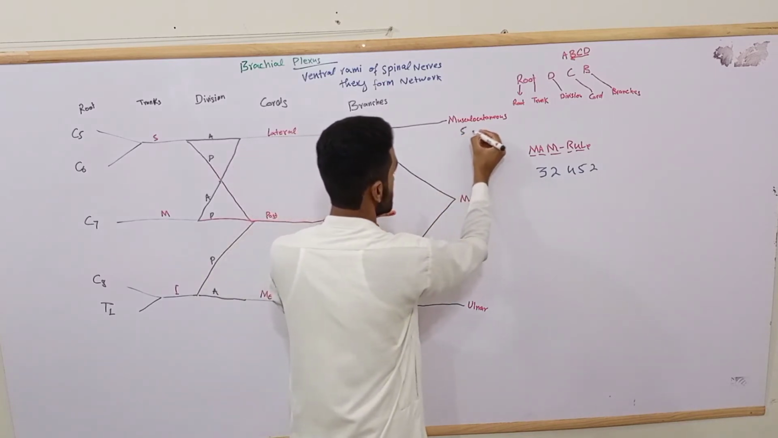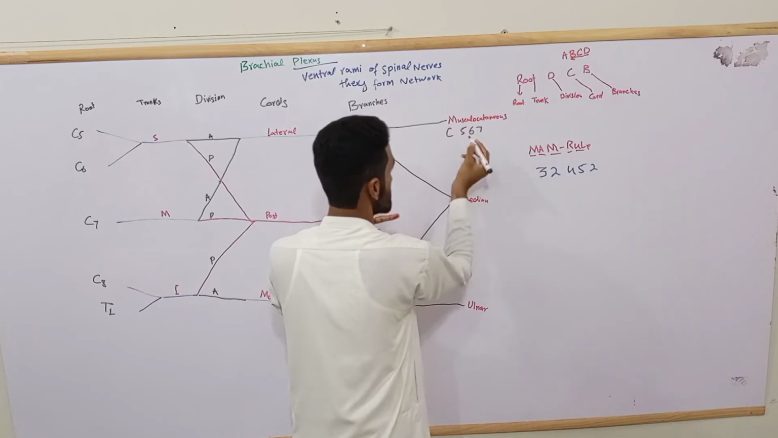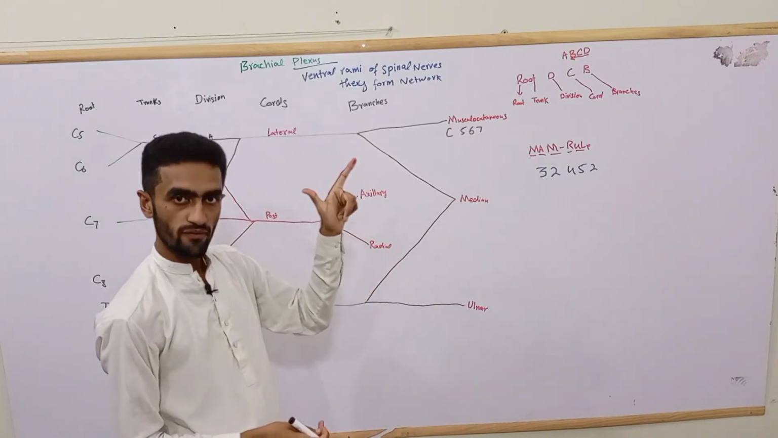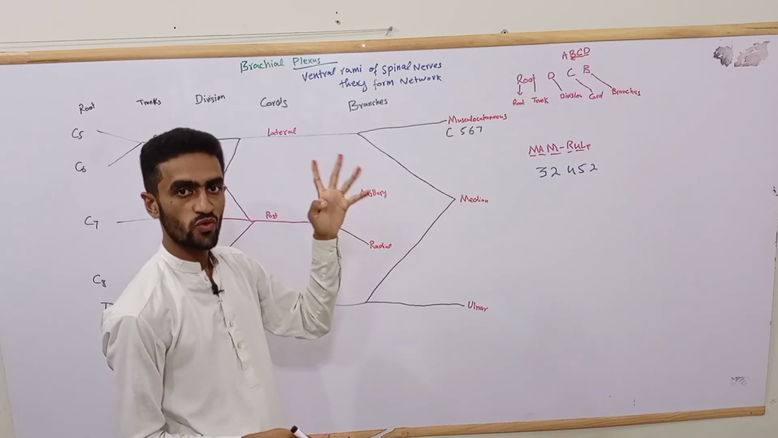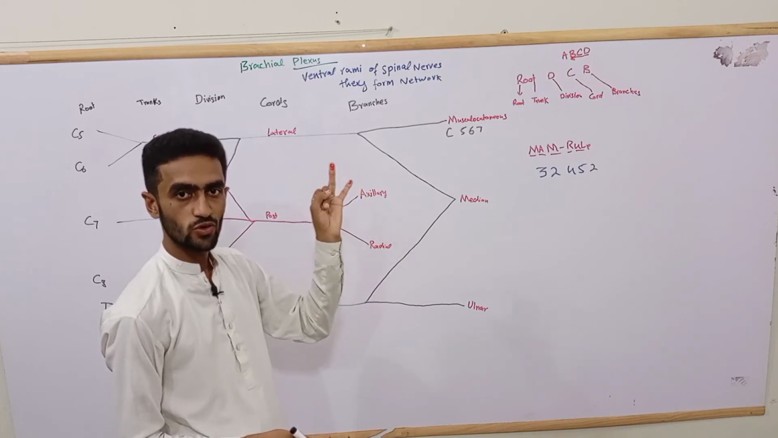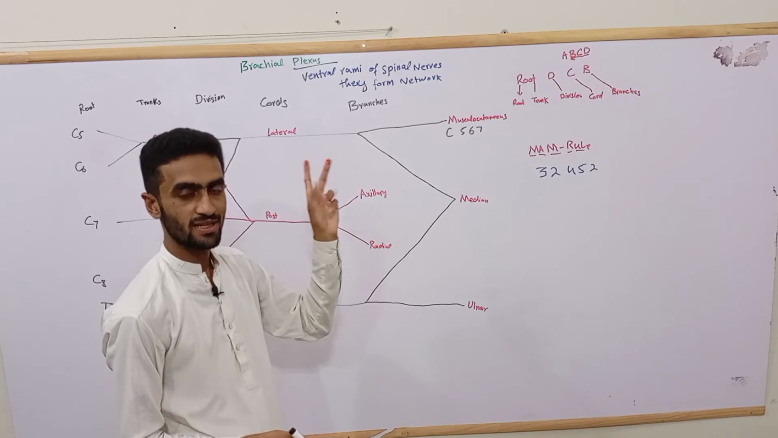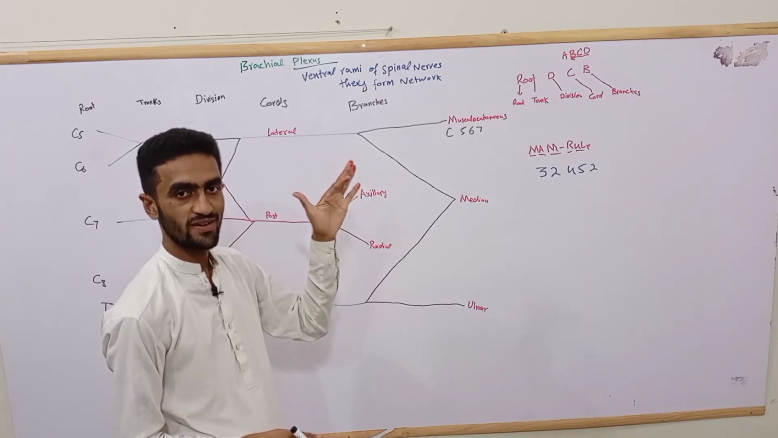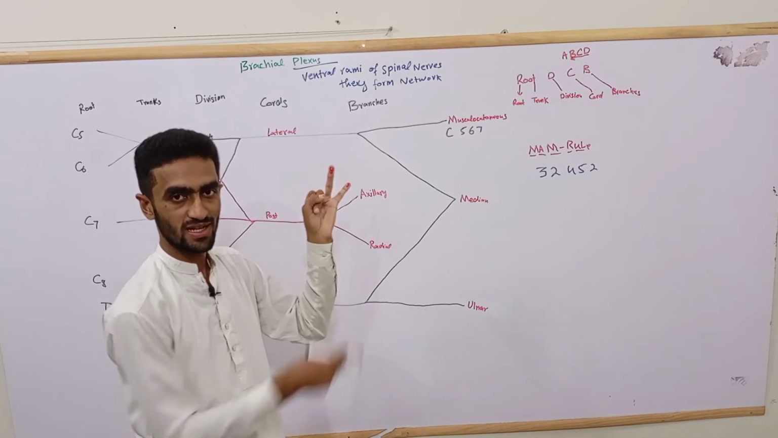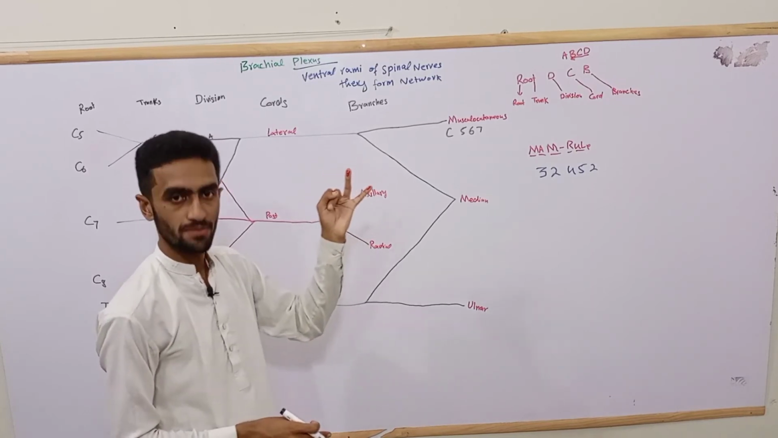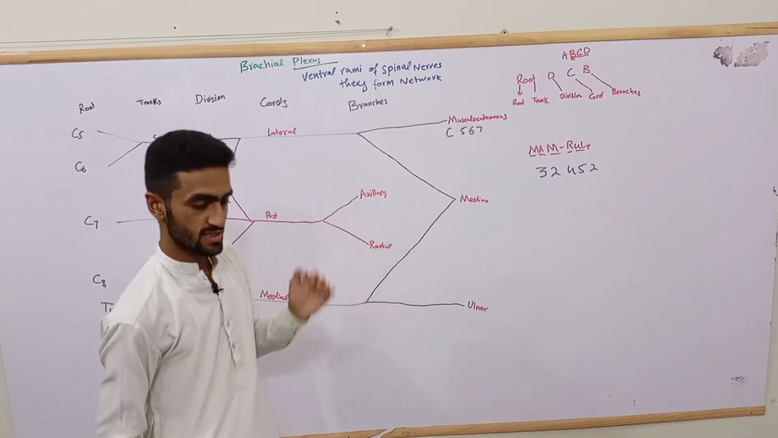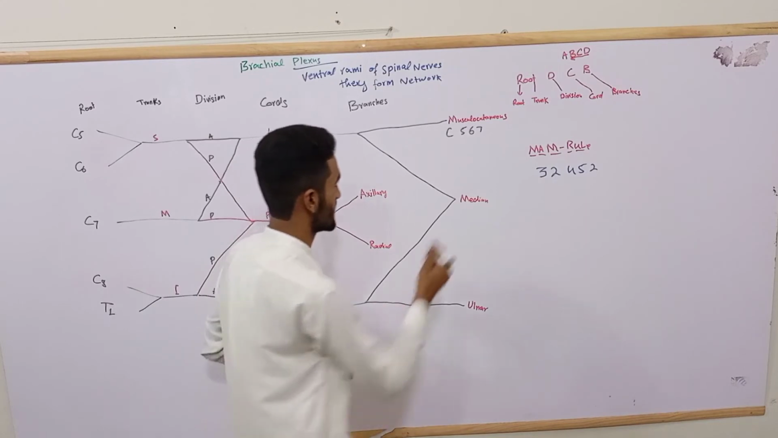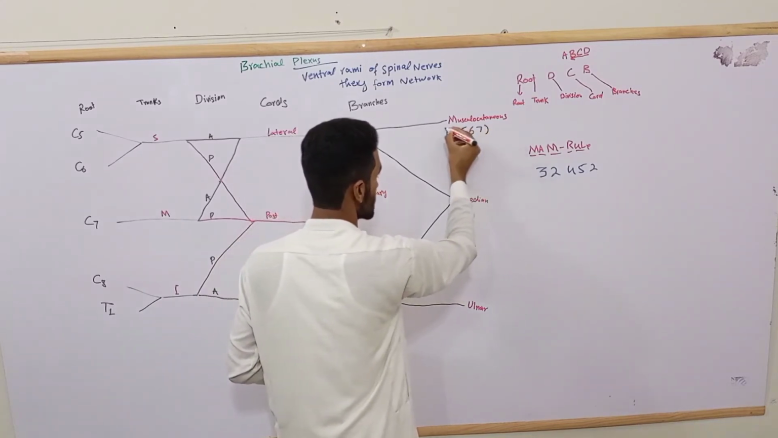C5, 6, 7 is the root value of your musculocutaneous. 3, 2, 4, 5, 2. Repeat with me. 3, 2, 4, 5, 2. Last two, ulnar, because this is ulnar. Make sense? So if you practice 2 or 3 times, inshallah you will get it. This is the root value of your musculocutaneous.